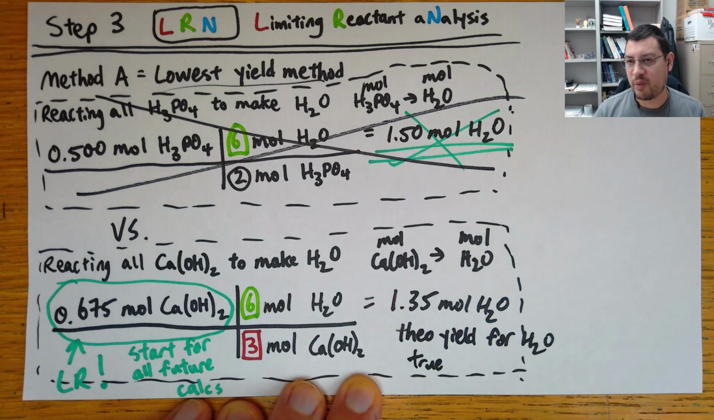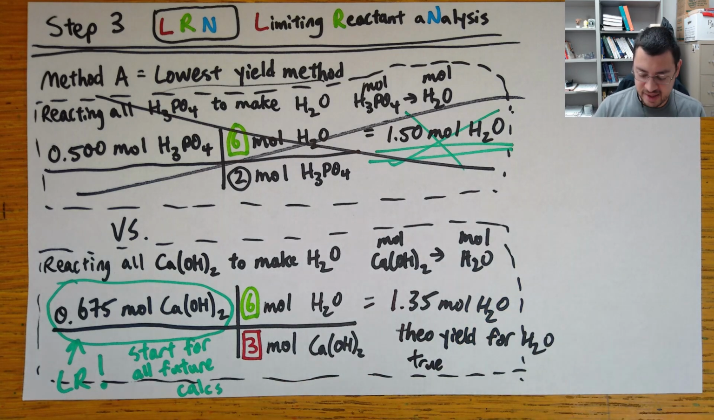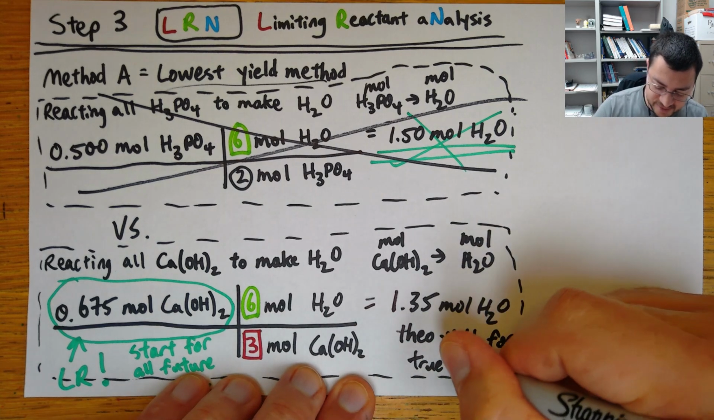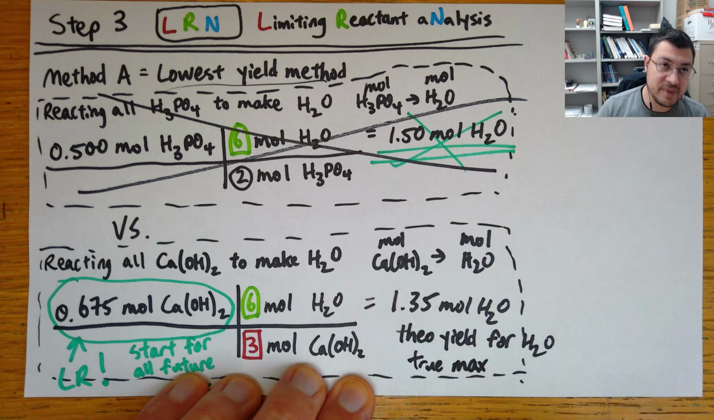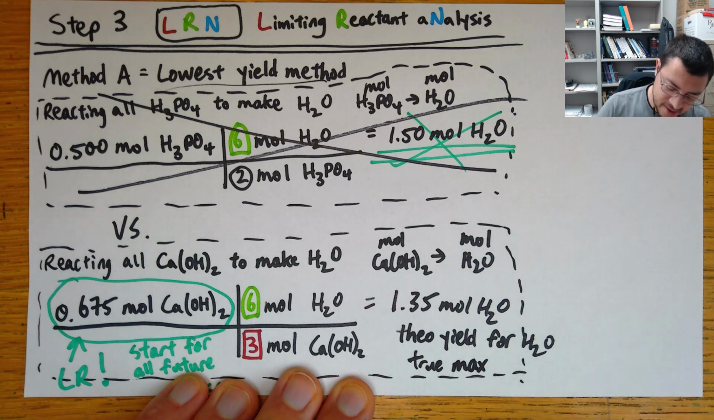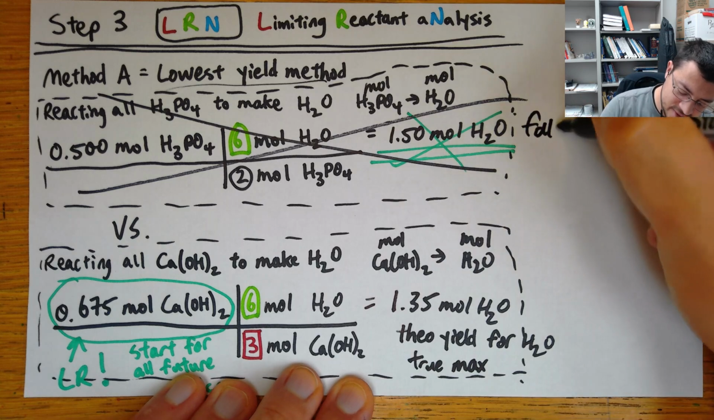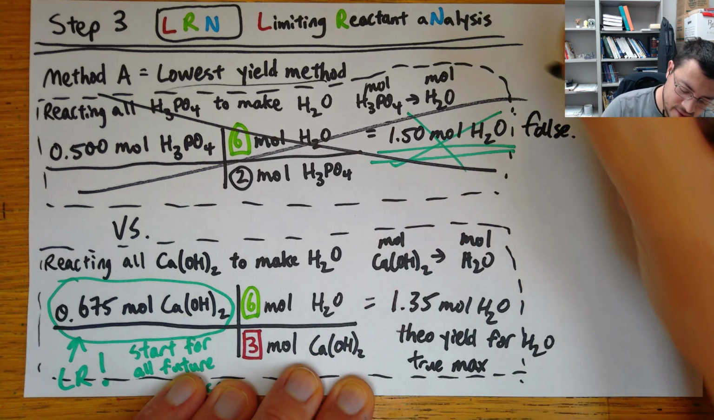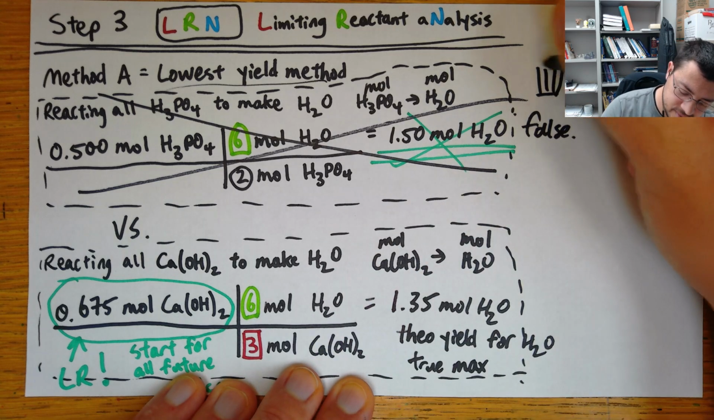Okay, this is the true one. Not to be confused with the word actual. Actual is what you actually got. This is our true maximum. Theoretical yield just means the theoretical maximum. And this one was false. Okay, this one is garbage.